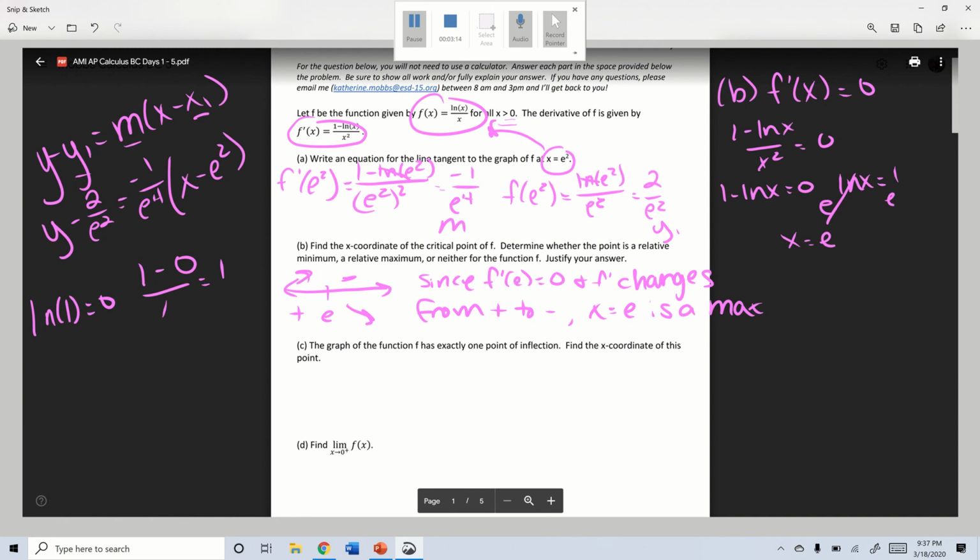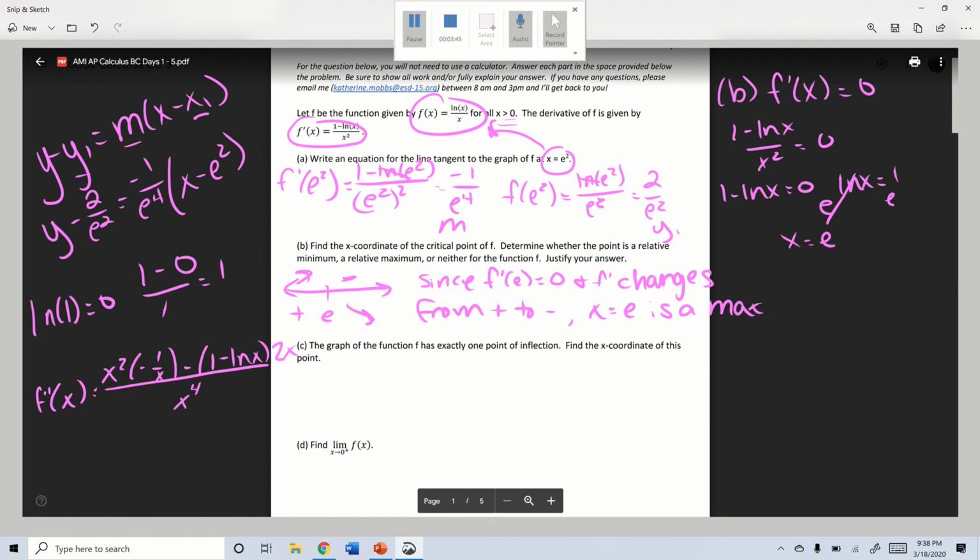Okay, so part C is talking point of inflection. Point of inflection deals with concavity. Concavity deals with second derivative. So we need to find f double prime. So we take the derivative of f prime. Since it's something over something, we use the quotient rule. So we do low d high minus high d low over x squared squared, which is going to give us x to the 4th.